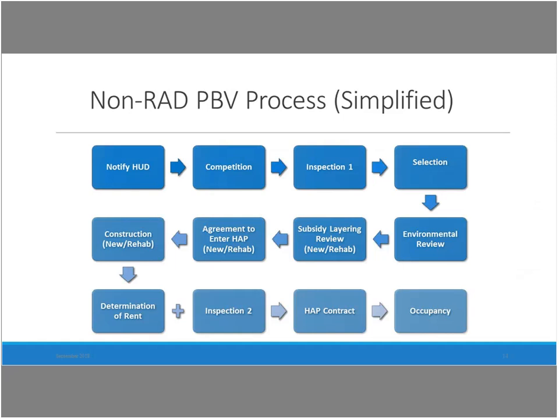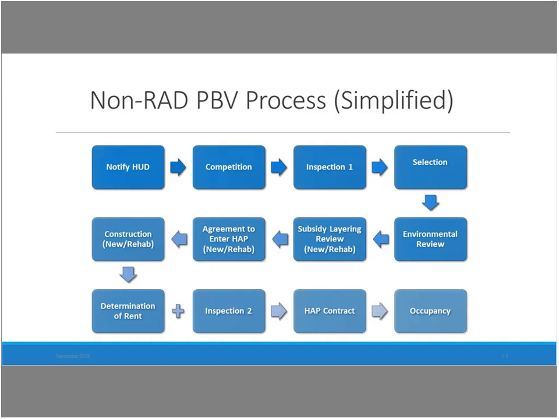A little bit about the RAD, a little bit about the PBV process, extremely simplified. Beginning in the upper left-hand corner, the Housing Authority would notify HUD that it's intending to have a project-based voucher program. It would run a competition that selects the owner. There is an inspection of those units or that property. A selection occurs. There's an environmental review process that is necessary. That's the Part 58. Subsidy layering review is necessary for many of the types of properties or projects that would be selected.